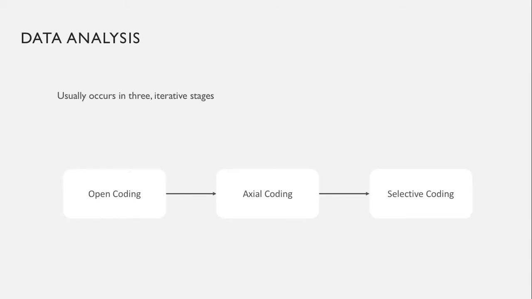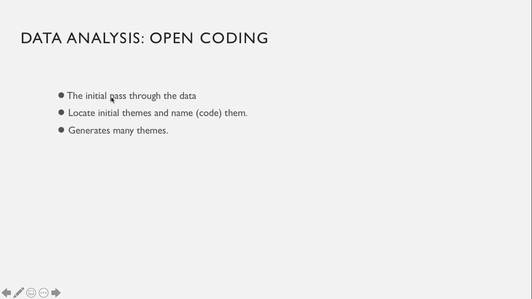So data analysis usually occurs in 3 iterative stages: open coding, axial coding, selective coding. Let's go into that a little bit more. So open coding is the initial pass through the data. You locate initial themes and name/code them.